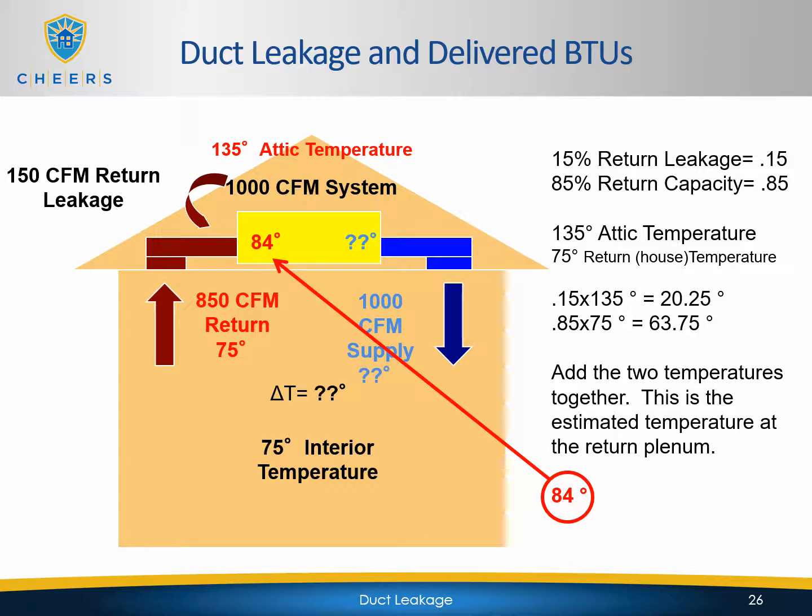You then add the two temperatures together. This is the estimated temperature at the return plenum. So 20.25 plus 63.75 equals 84 degrees, and that's going to be our return temperature.